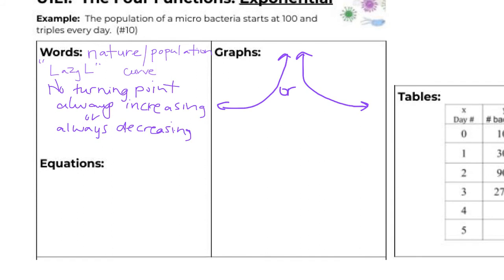And some other key words, like in this problem, you see that we have triples. In other problems from our card sort, you had doubles, it could half. But it's changing by a multiplier.